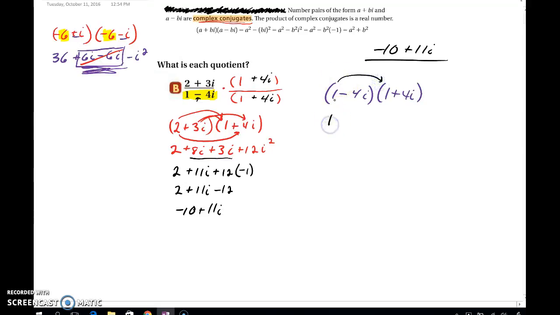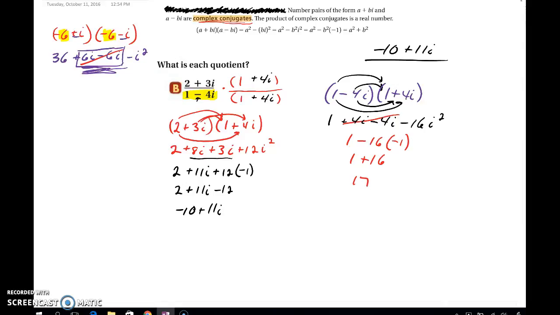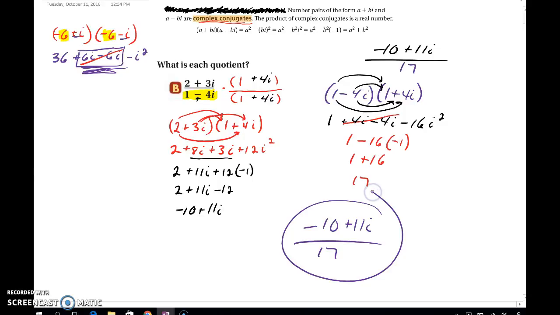So 1 times 1 gives me 1. 1 times 4i gives me plus 4i. -4i times 1 gives me minus 4i. -4i times positive 4i gives me minus 16i squared. And same thing, our imaginary parts are just going to cancel out. i squared is equal to -1, so it's 1 minus 16 times -1, or 1 plus 16, or 17. All right, so then our final answer for our denominator will be 17. So then our answer when we divide this will be -10 plus 11i divided by 17. All right, and that's your final answer.